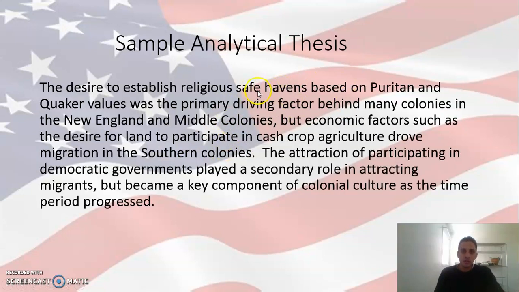This also sets up body paragraphs, right? First body paragraph is going to be about the New England and Middle colonies and religion playing a primary role. Second body paragraph is going to be about the Southern colonies and the economic factors and cash crops playing a role. The third body paragraph is going to be about democratic governments and people wanting to participate in that, but why that's not as important as these other two. And that is the key, right? That's the complexity, which makes it really an AP answer and an AP style question, okay?